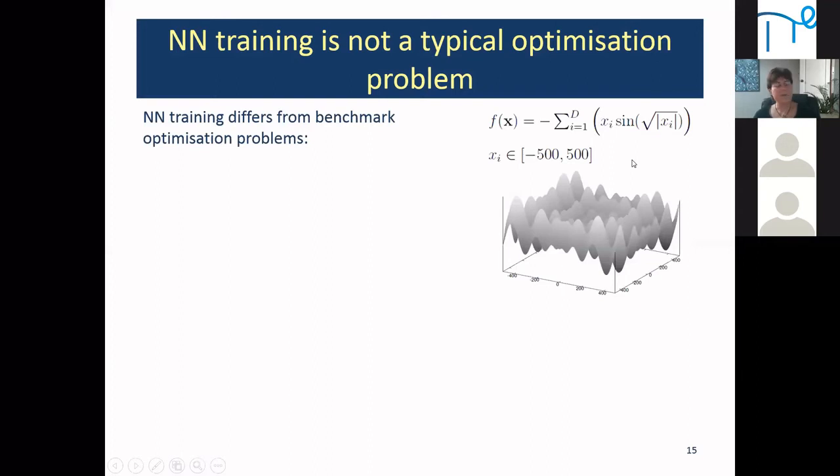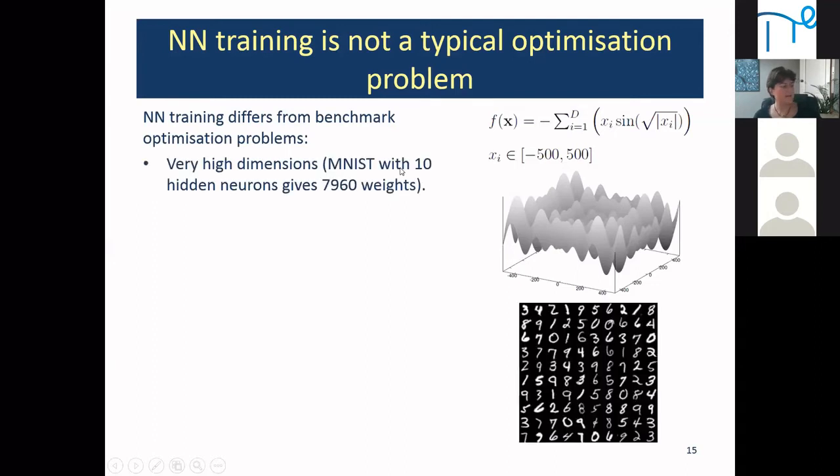And maybe if we do a study on high dimensional functions, we might put it up to 30 dimensions, and then it becomes this really hard problem. But it has these nice bounds, so it's only defined from -500 to 500 in each x value, and so on. So there's a nice problem. But when we're dealing with neural networks, we have a different situation.